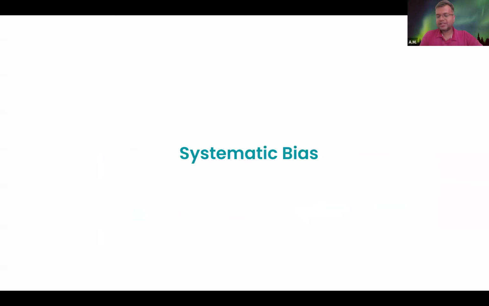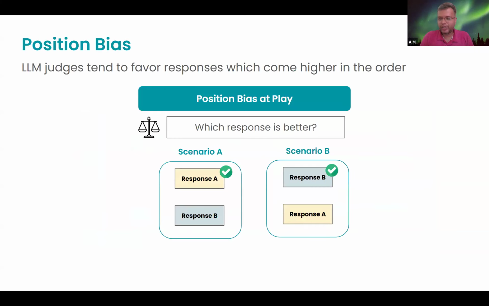Okay. Now let's talk about some of the biases which come in LLM as judge. Once we have covered this topic, we'll move to the demo part. The first thing is, there are a lot of systematic biases which can impact your LLM as judge. One thing which comes into play is something called position bias.